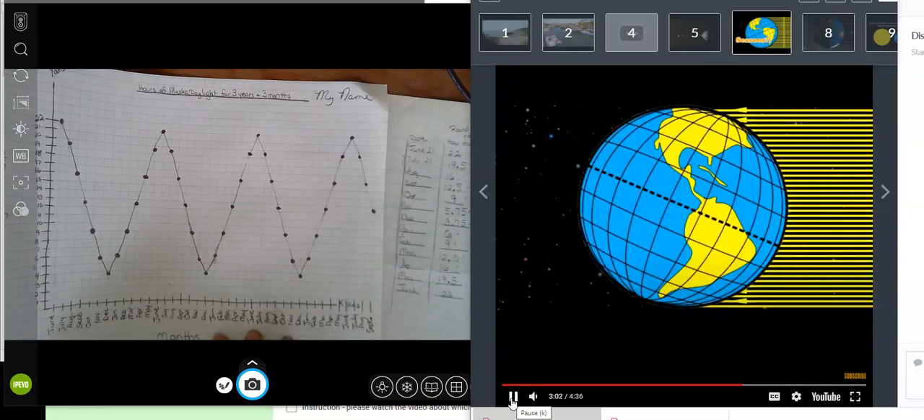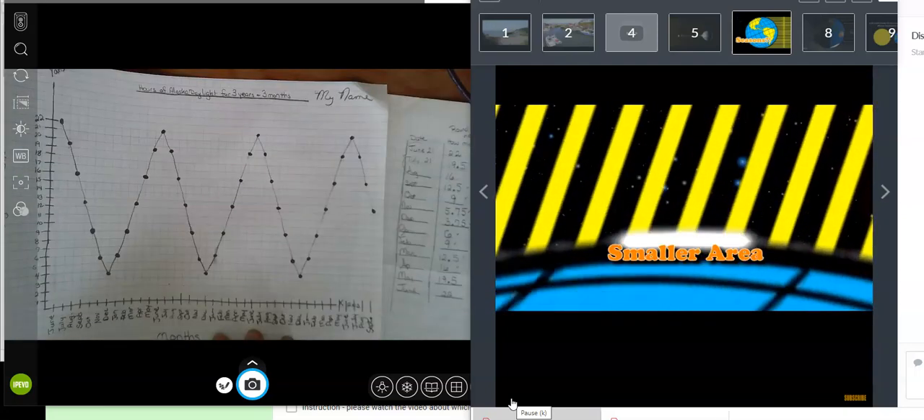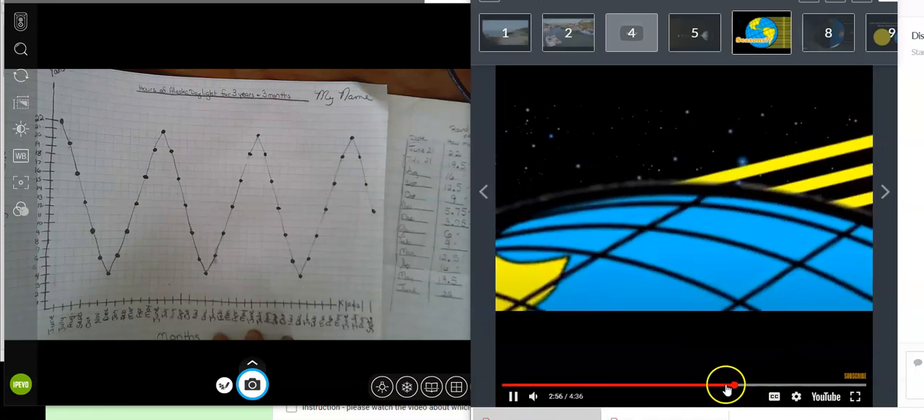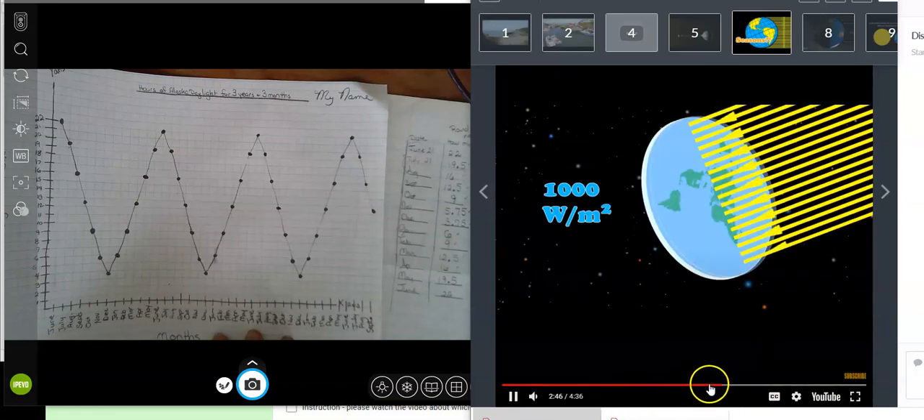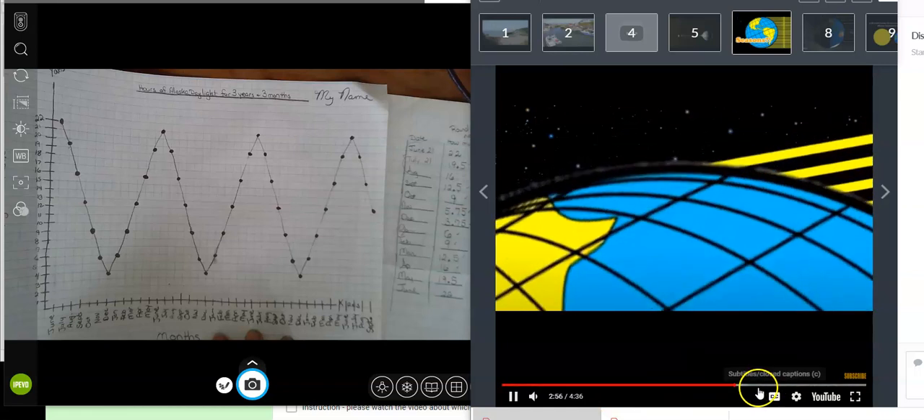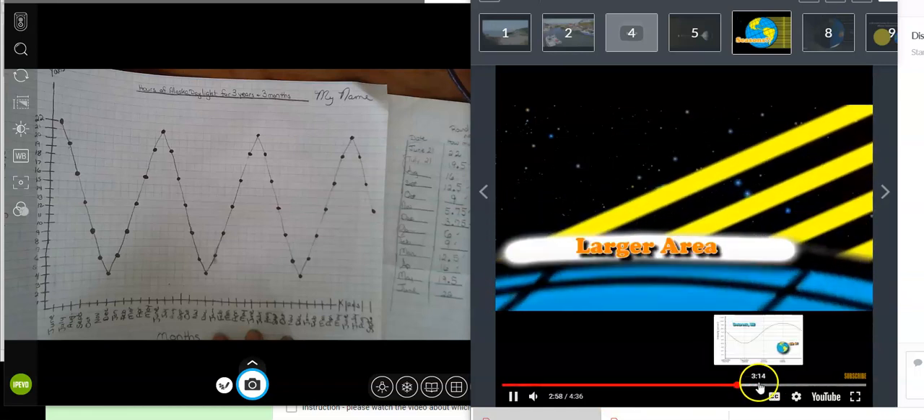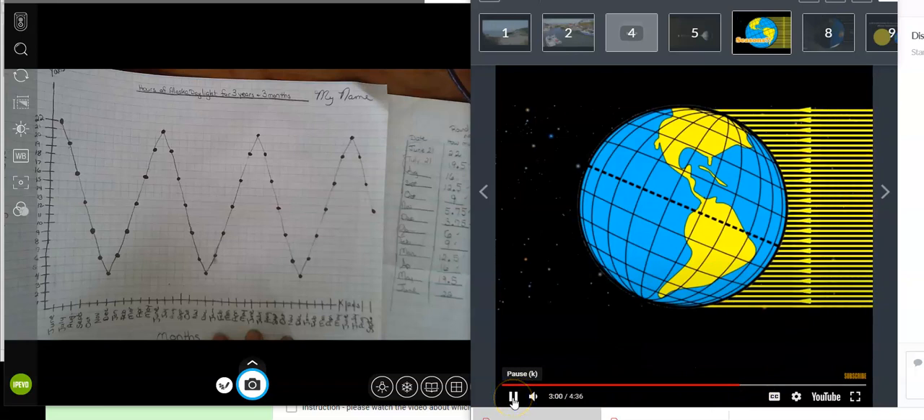On the summer solstice, you're tilted as far toward the sun as you ever will be. So the sunlight you're getting is more direct. More energy per square meter means the intensity is higher. This graph is right about 1,000 watts per square meter. In winter, you are tilted as far away as possible, which means the light is spread out over the widest area. Less energy per square meter means the intensity is lower.